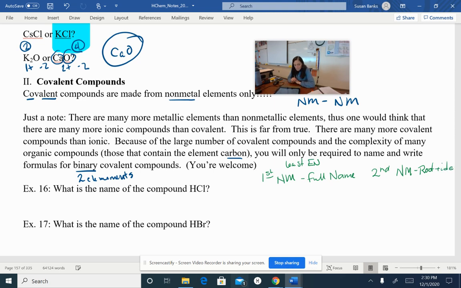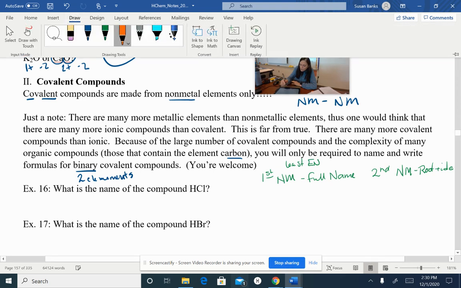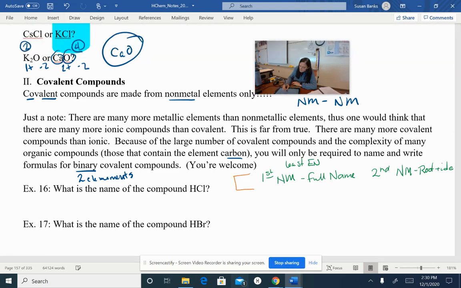Now there is some trick to this though, okay? We do sometimes have a Greek number, a Greek prefix, and sometimes we have to put another Greek prefix in here as well. So you will need to know your Greek prefixes from 1 to 10. We'll get into that in a minute, okay?